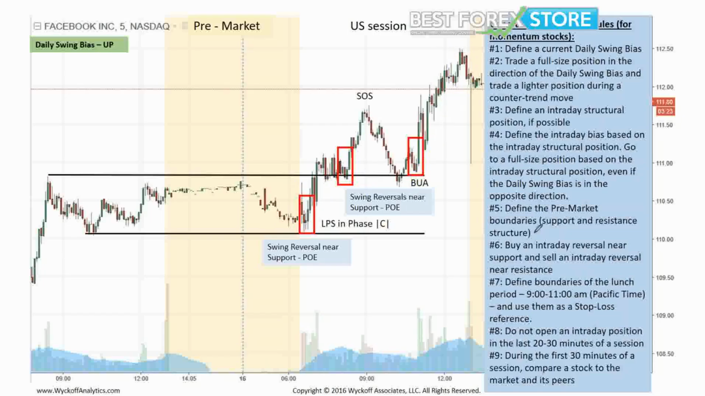What else? We talked about defining the pre-market boundaries. Okay, great. We definitely want to use the reversals near support and near resistance. So those are going to be crucial.